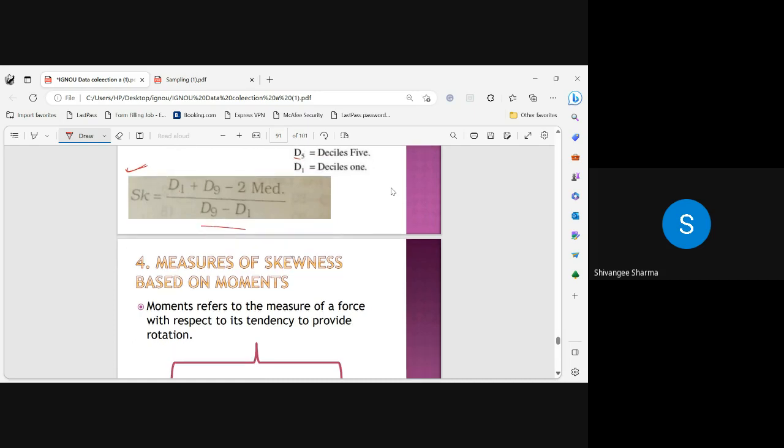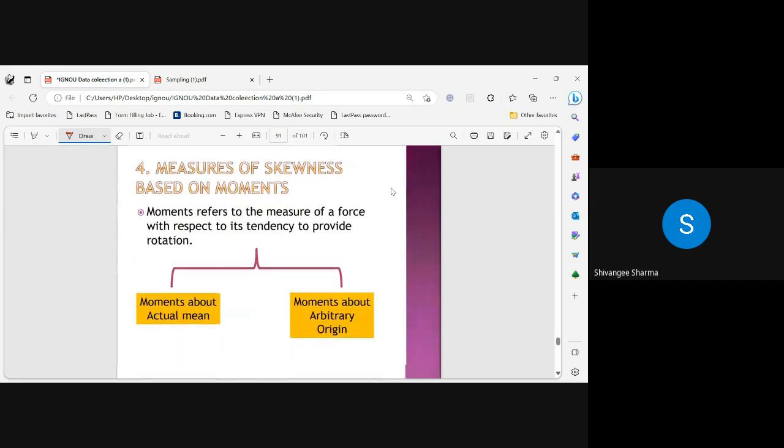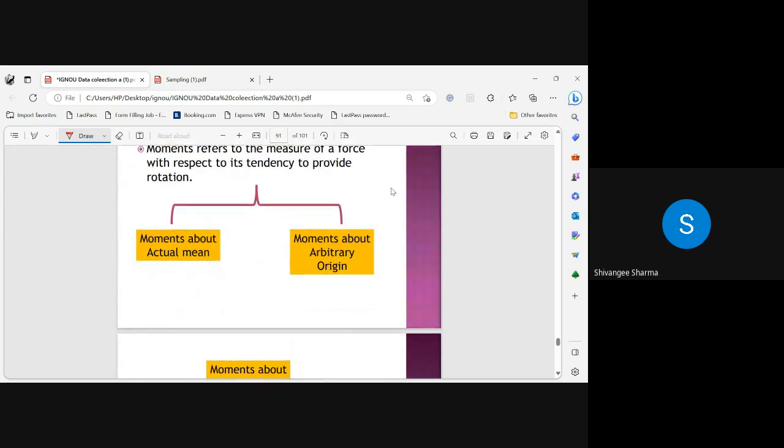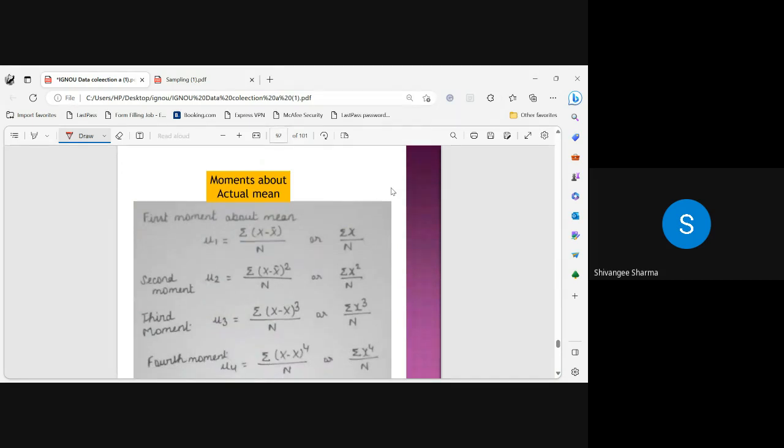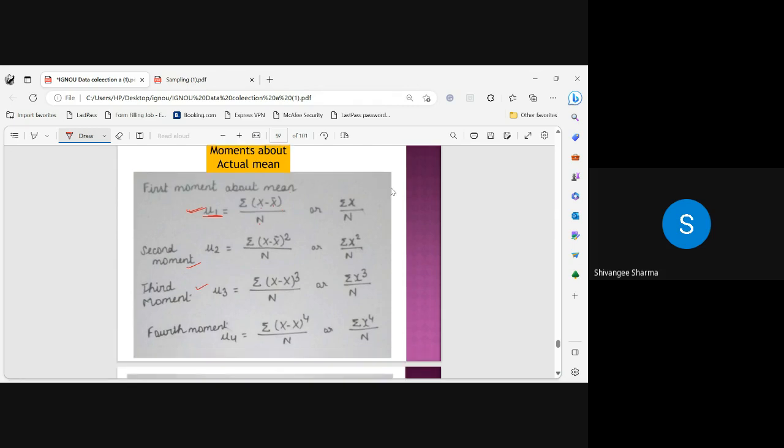Now the last measure, which is skewness on the basis of moments. Moments can be taken from the actual mean and also from an arbitrary origin. Let's see what a moment basically is. The first moment about the mean is mu1, which is the sum of x minus x bar upon n. Just like you calculated deviation of every term from the mean, then summed it and divided by n. Then the second moment is x minus x bar whole square. You just square it and then sum it. Then we have the third moment also, and similarly the fourth one.